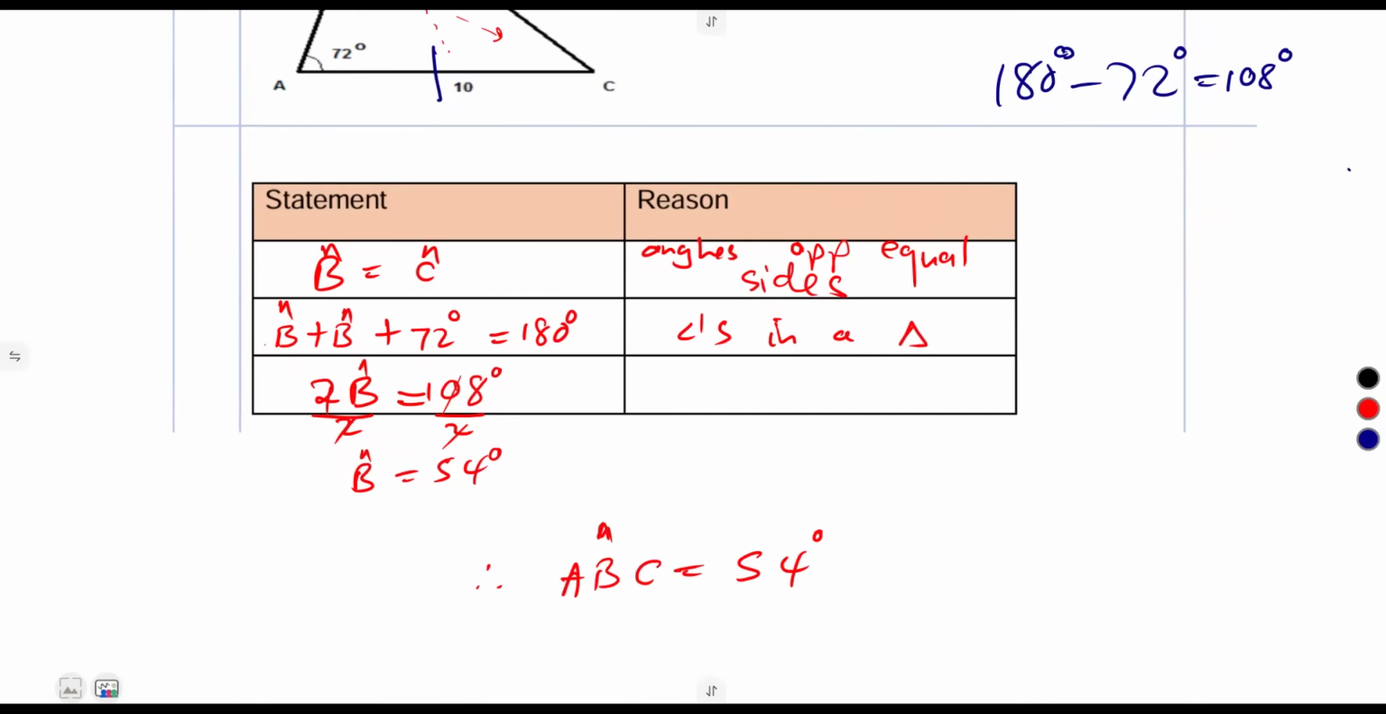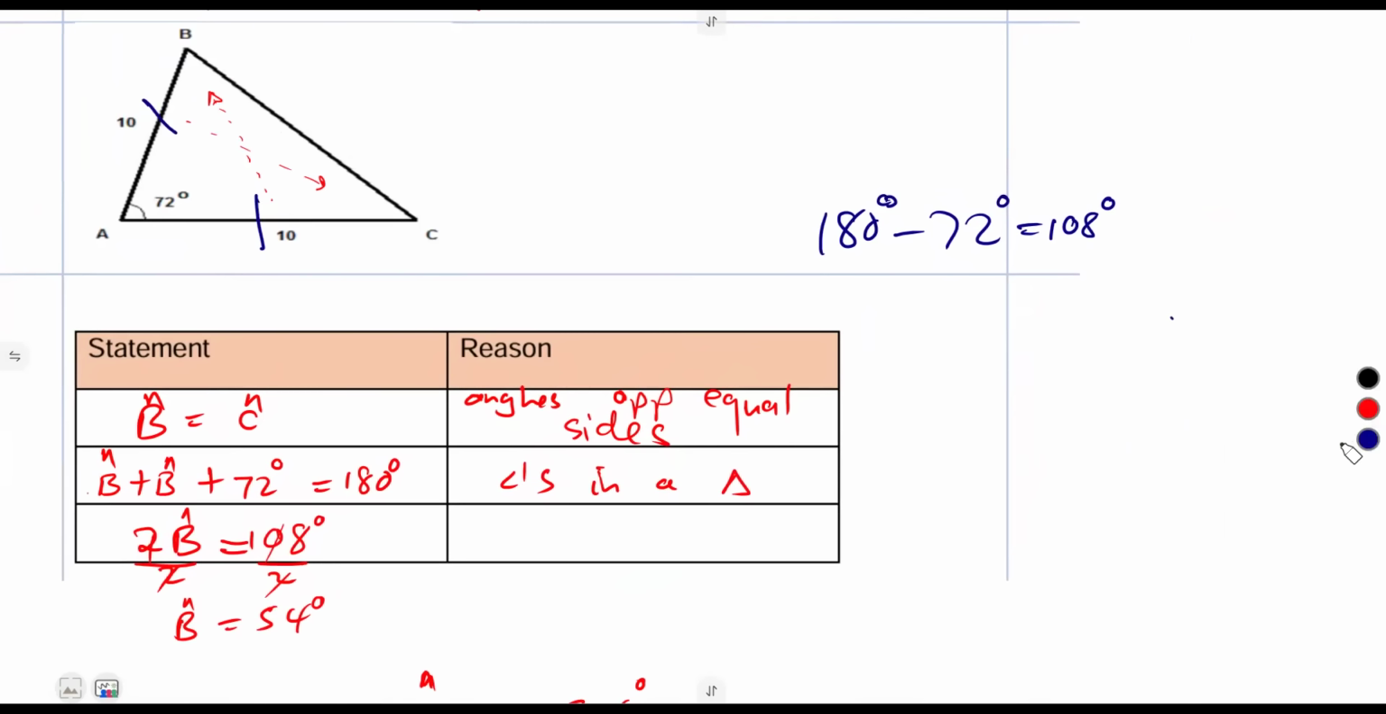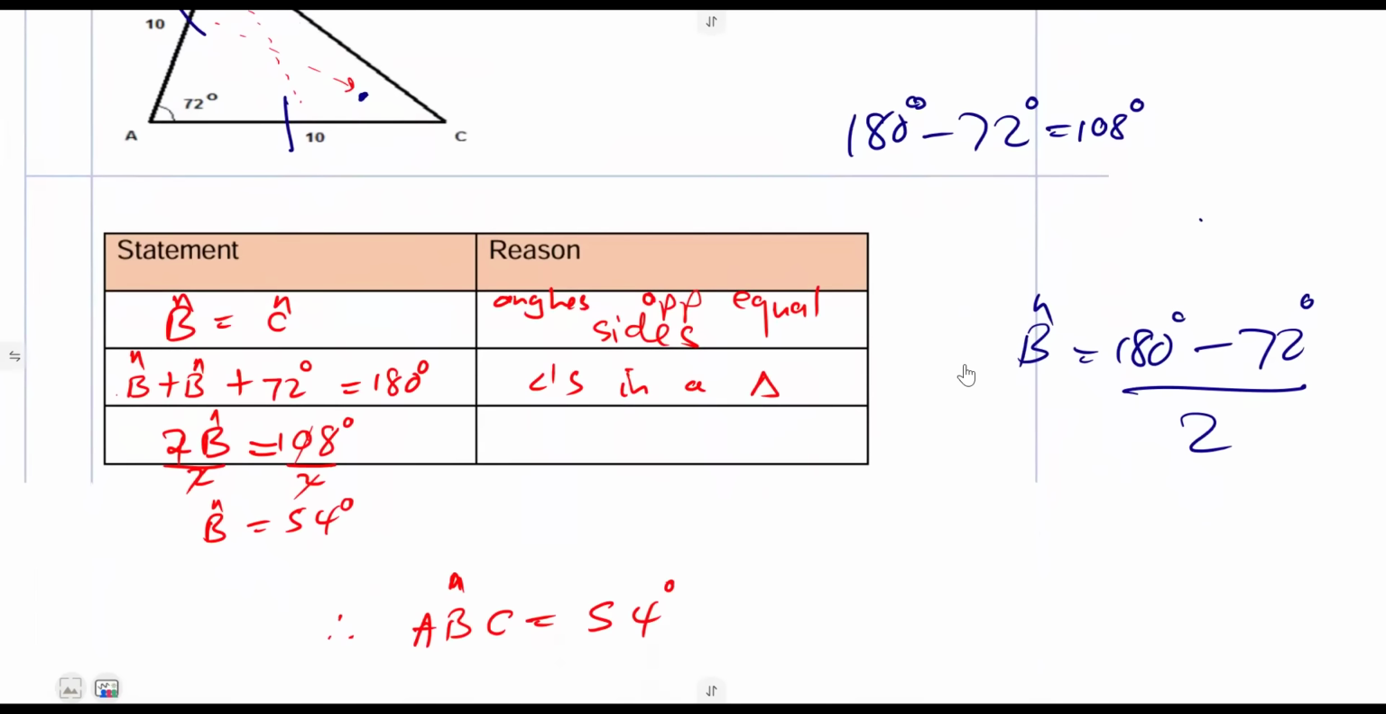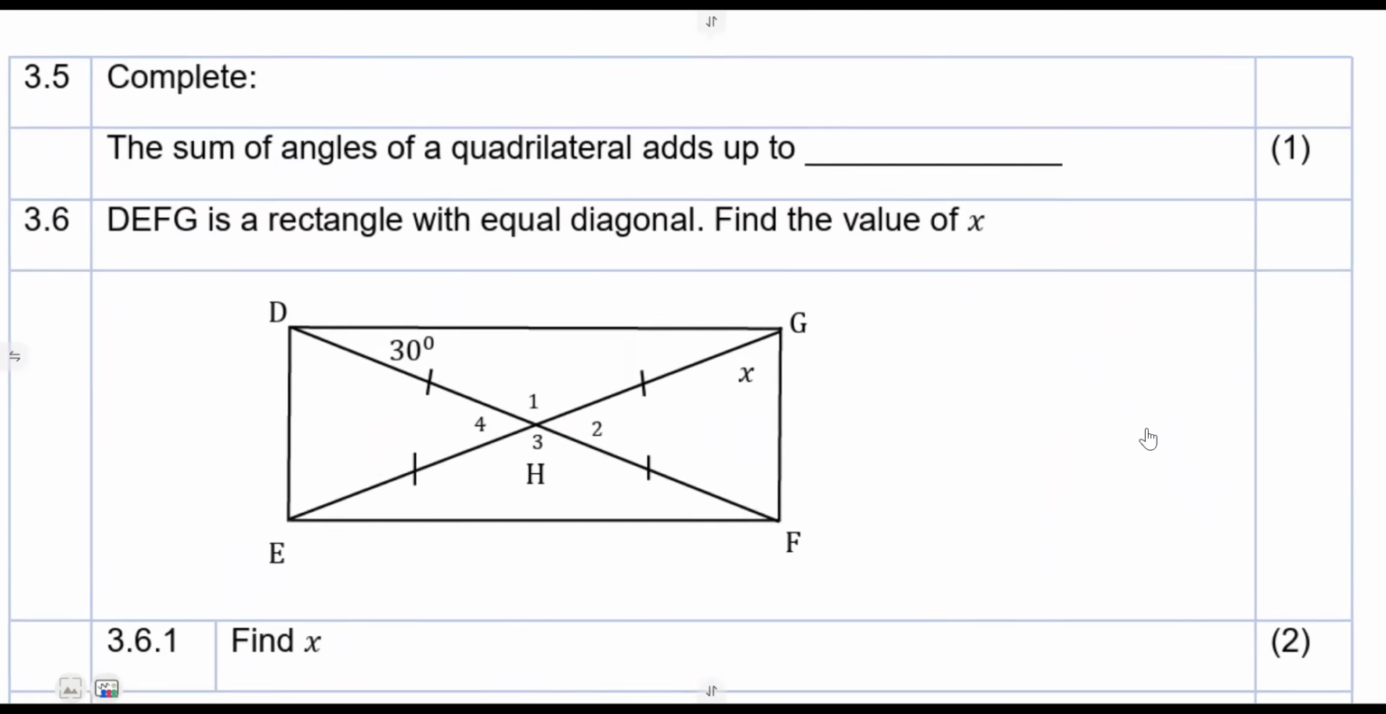There are so many ways, guys, that you can simply use. You can simply have angle B equal to 180 degrees minus 72 degrees, and whatever you get, you divide by 2. As we stated, angle B and angle C are equal. So you can simply find it from here. All right, guys, it's in your hands. Remember, in mathematics, you just have to figure out a way.